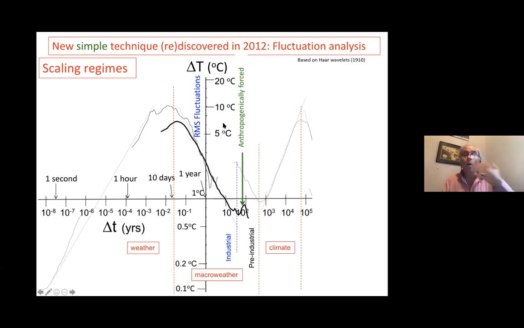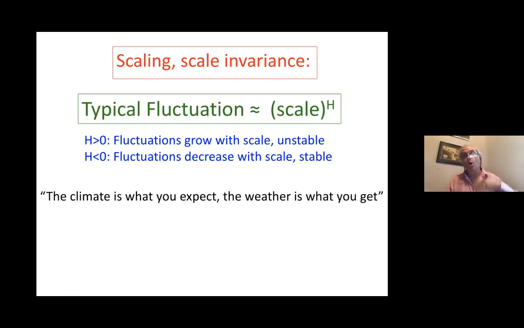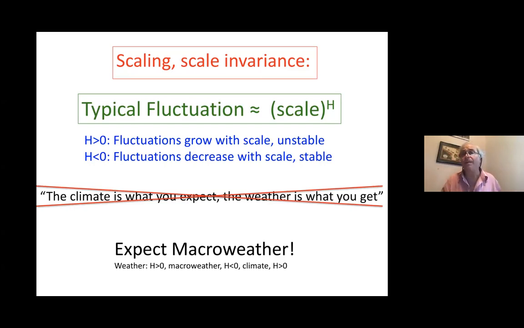So what we have then is really three regimes. You can call them what you like. I mentioned planetary structures, roughly the maximum here, but there are three regimes. They differ by the way the fluctuations grow. Fluctuations grow with scale to some power H. When H is greater than zero, they appear to be unstable. The longer you wait, the more different, say, the temperature is. If H is less than zero, that means the more you average, you're killing out the variability, so you seem to be converging to a stable state. And so instead of "the climate is what you expect, the weather is what you get," what you need is to expect macroweather.